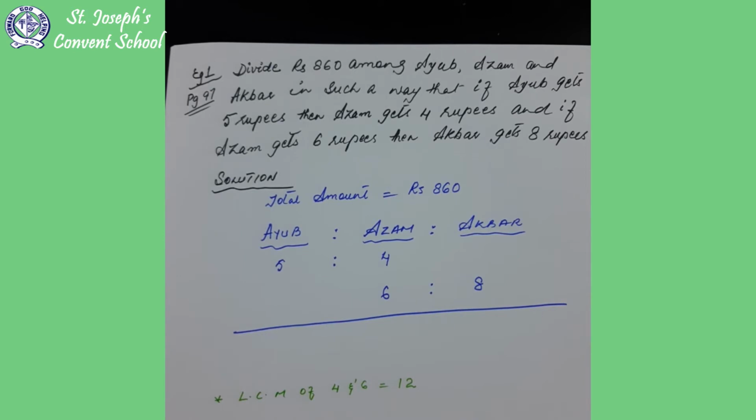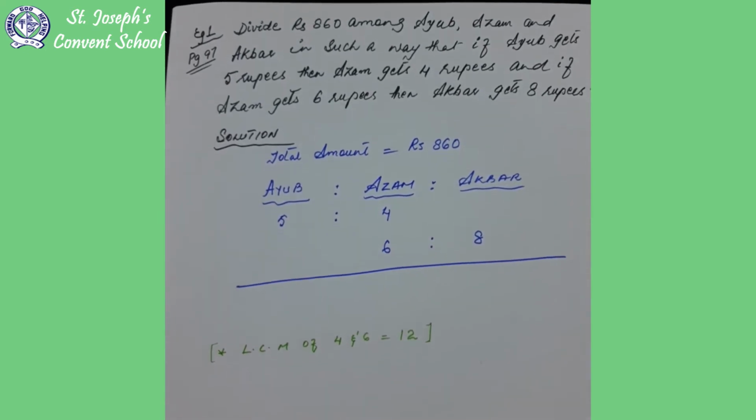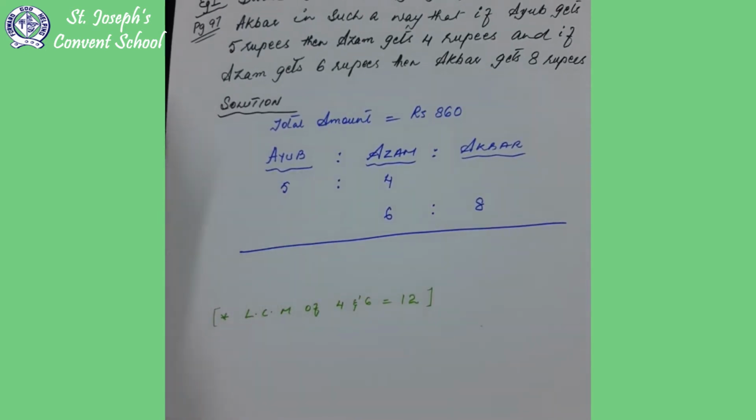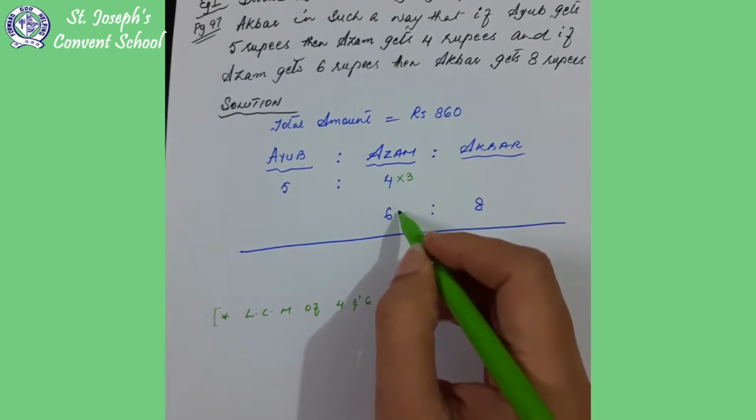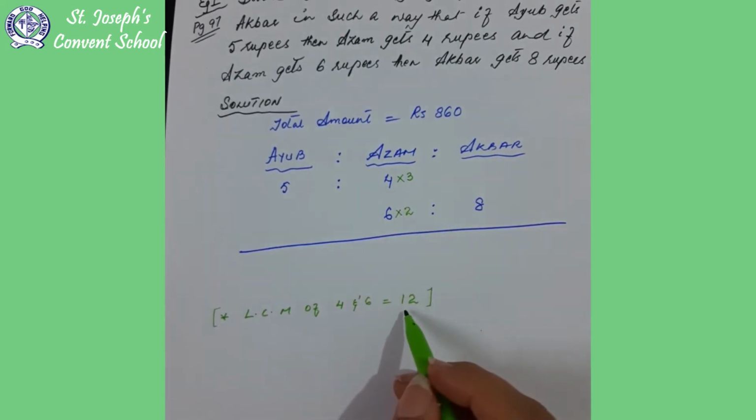So how to make it 12? To keep these ratios the same, we will multiply this by 3 and this by 2 to get 12. So multiply 4 and 6 by 3 and 2. LCM is 12. To get 12, you will multiply this by 3, and this you will multiply by 2 to get 12.